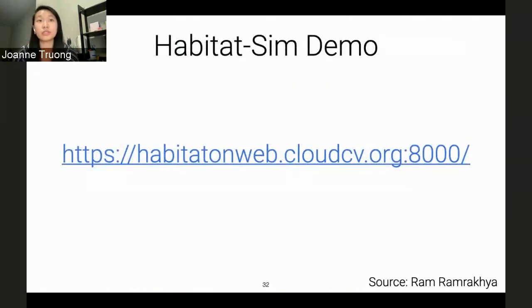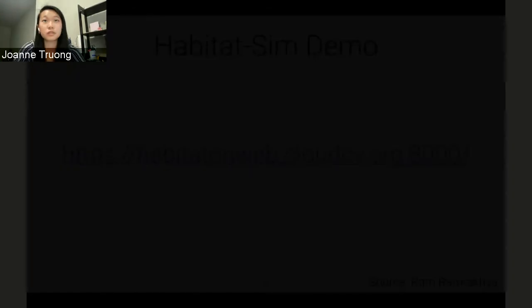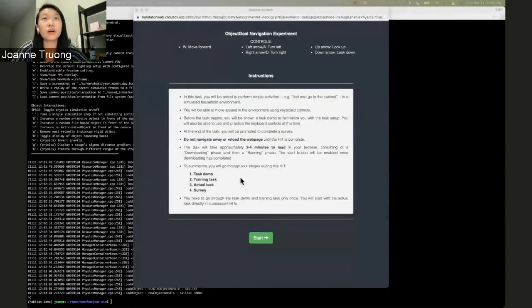And now I'd like to transition into two demos. The first one will be Habitat on Web, where we're actually running Habitat on the web. This was made by one of your peers, Ram, and he was using this for one of his research projects in the lab. So let me start this.